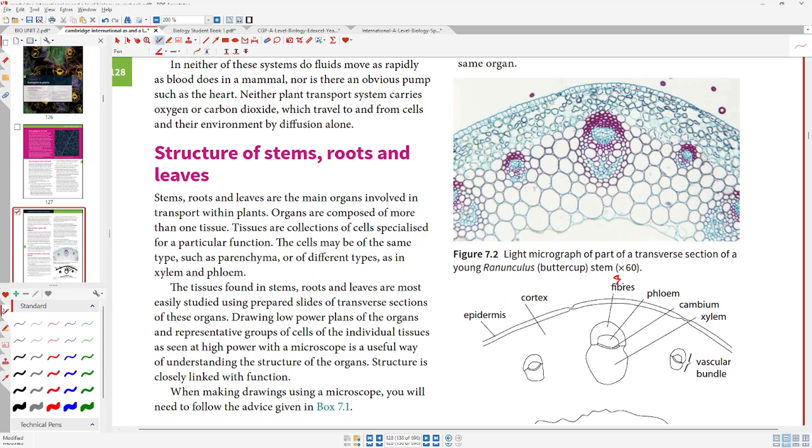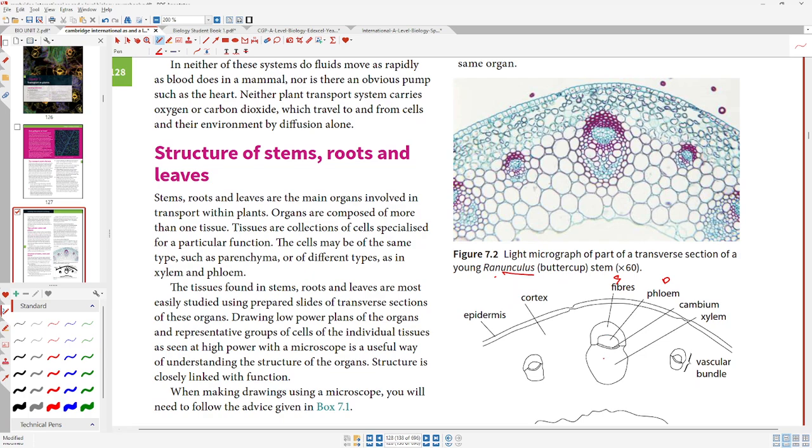Your sclerenchyma fibers, you have your phloem, you have your cambium, which is just the thing between the xylem and the phloem, and you have your xylem. This is going to be a vascular bundle, and there's going to be multiple. There's going to be one here, there's going to be one here, and so as you see them repeating on and on around the stem of this young plant.